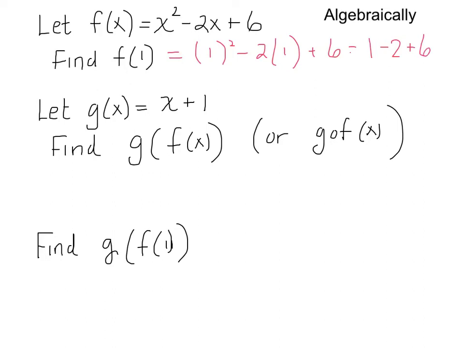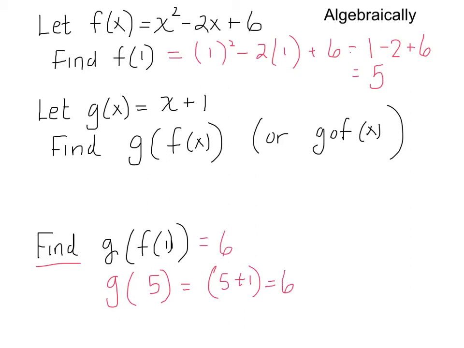And that's going to be 5. All right, so f of 1 is 5. Okay, so I'm going to come down here to this one at the bottom, and I'm going to say find g of f of 1. All right, so f of 1 is 5. So what's g of 5? Well, g of 5 is 5 plus 1, which is 6. So this equals 6.